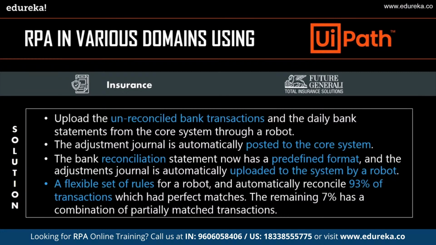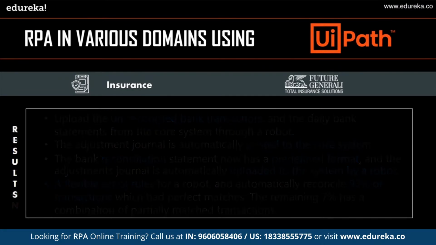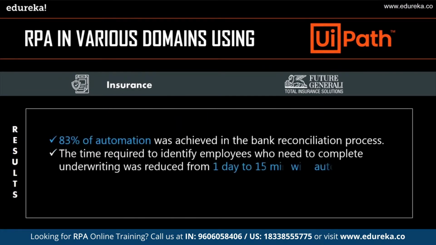So the results of Future Generali India Life Insurance Company Limited partnering with UiPath are as you can see on my screen. It was observed that 83% of the automation was achieved in the bank reconciliation processes, and the time required to identify the employees who needed to complete underwriting was reduced from 1 day to 15 minutes with automation, guys. That's a huge amount of time reduction.